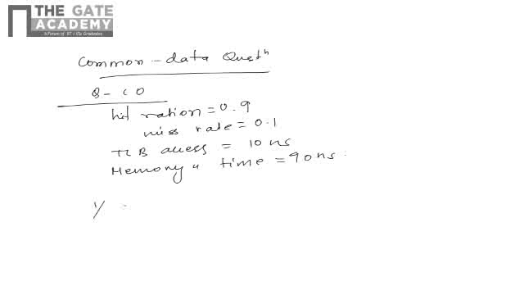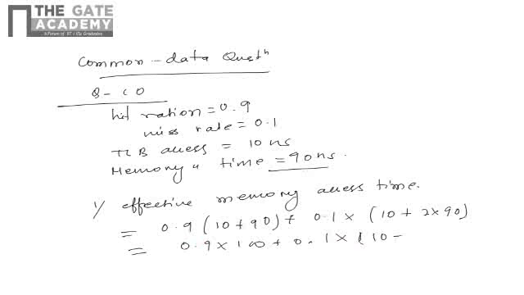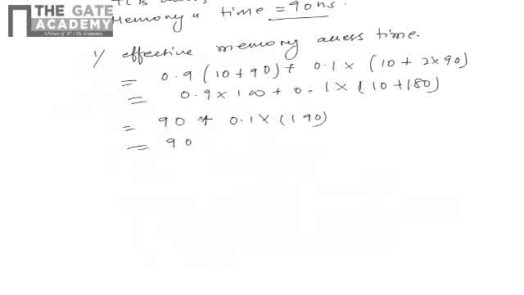Okay, so the first part they have asked is the effective memory access time, so it will be 0.9 into (10 plus 90), plus 0.1 into (10 plus 2 into 90). Okay, because memory access time is 90 nanoseconds. So it will be 0.9 into 100 plus 0.1 into (10 plus 180), that is 90 plus 19, so it will be 109 nanoseconds. Okay, fine. So this is the answer.